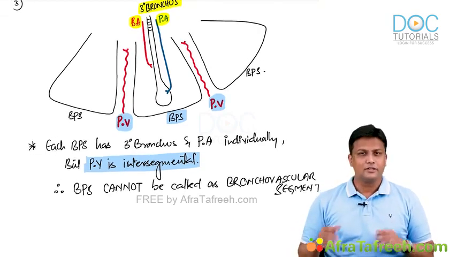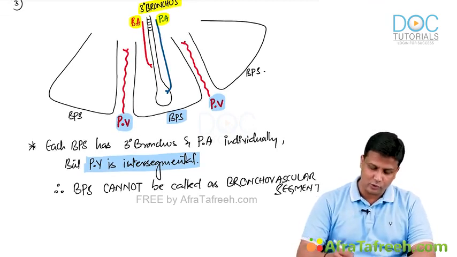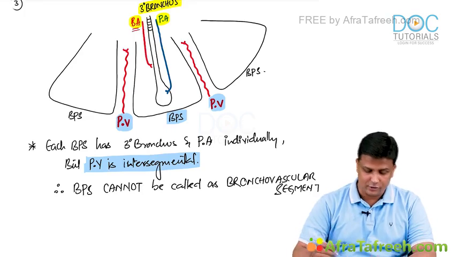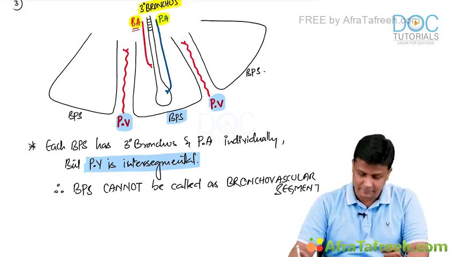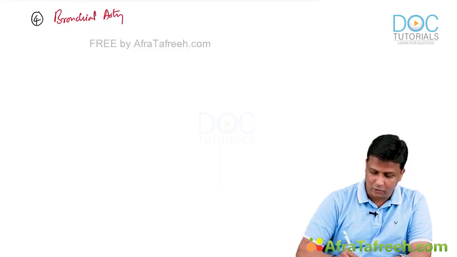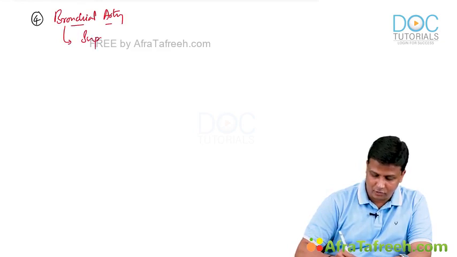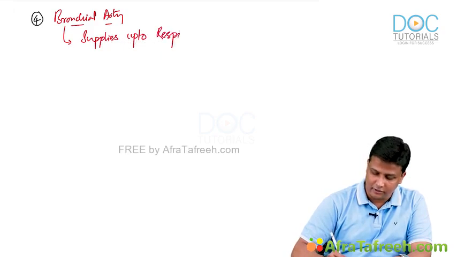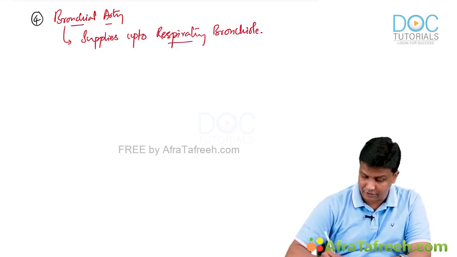After completing this concept, let me even tell you some important points regarding the bronchial artery here itself, so that you don't have to learn it again separately, guys. Let us write it as note number 4. In note number 4, let's learn about the bronchial artery. The first point you all have to know is: up to where will the bronchial artery be supplying? Up to the respiratory bronchiole. Respiratory bronchiole, first important point.